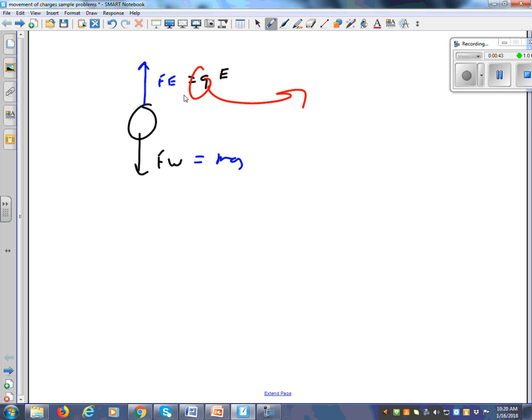Okay, so today we're going to take it a little bit of a step further, and instead of these forces being balanced, one's going to be bigger than the other. So what's that going to do to the drop? It's not going to be balanced anymore, is it? If the electric force, the one on top, is bigger, then it's going to go up. In fact, it's going to accelerate up.